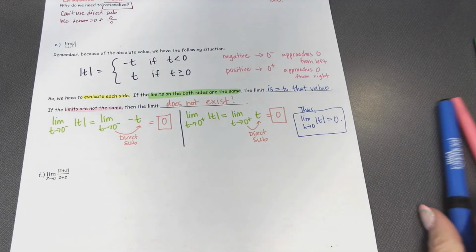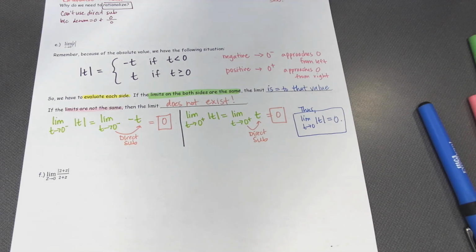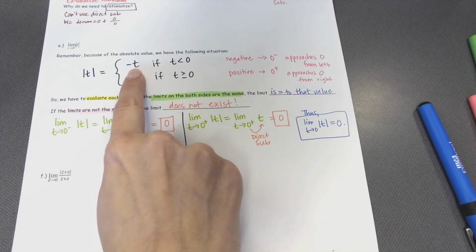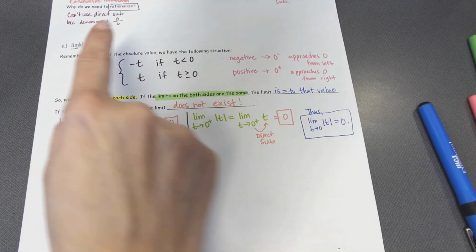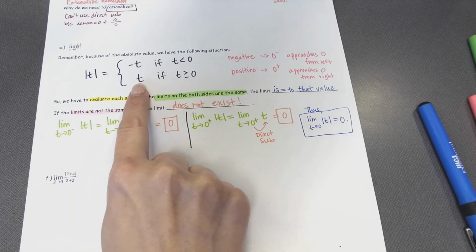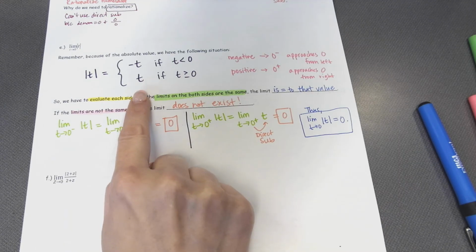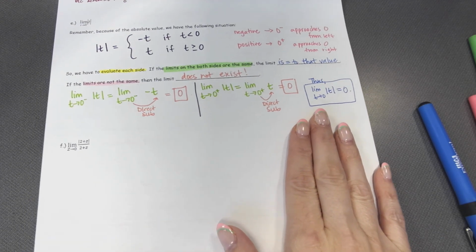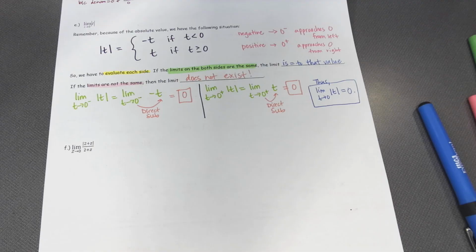Some of you might be thinking, well, why did we go through all that just to get 0? It is not always going to be the same on both sides, which is why we have to test it. I wanted to start off with one that was pretty straightforward. So when you have the absolute value of t, you always have the opposite of what's inside the absolute value, and the same as what's inside the absolute value. And you evaluate from each side. So in the next one, in F, we're going to look at one that's a little more complex.